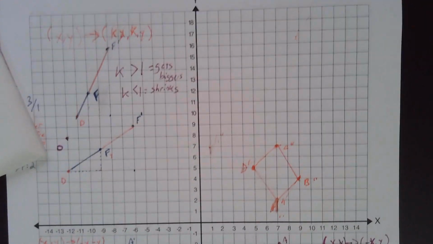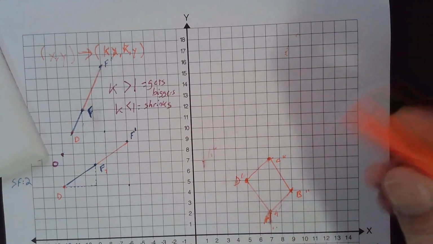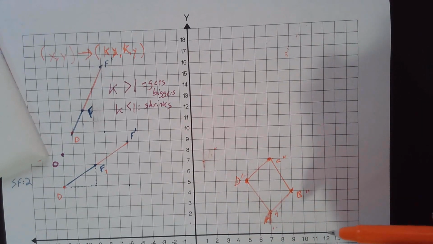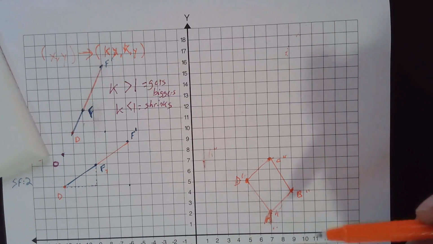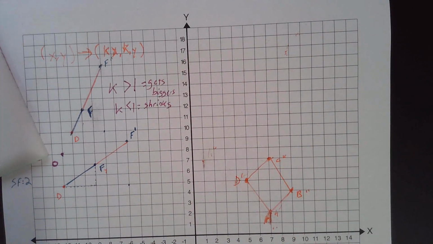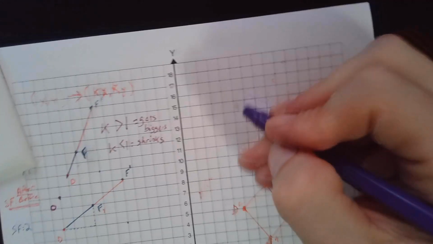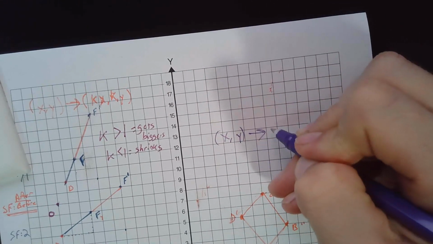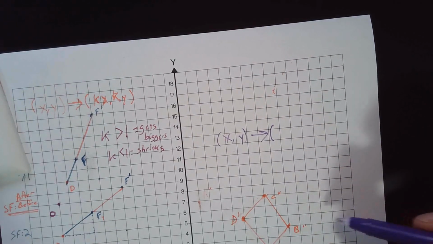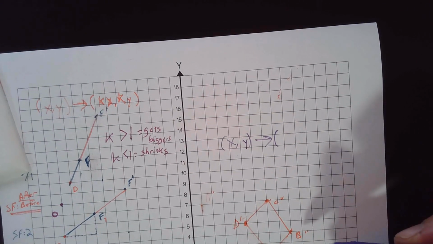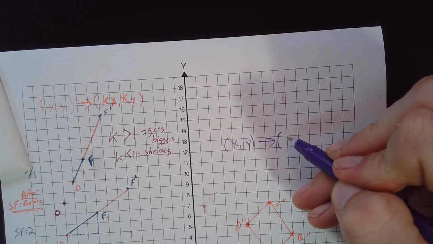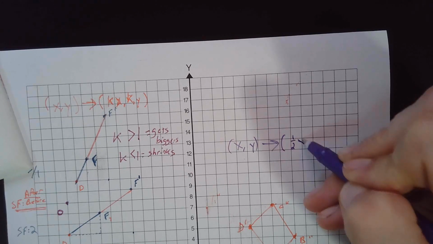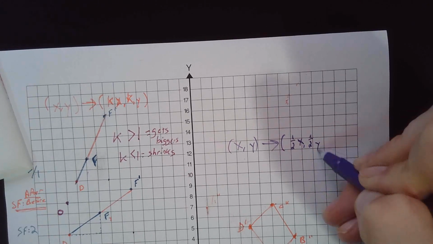But anyway, okay, so now I have this other one. Was distance preserved during this transformation? Yeah, it was. It was preserved. So now let's do an algebraic description of x comma y. Let's do 1/2 x comma 1/2 y.